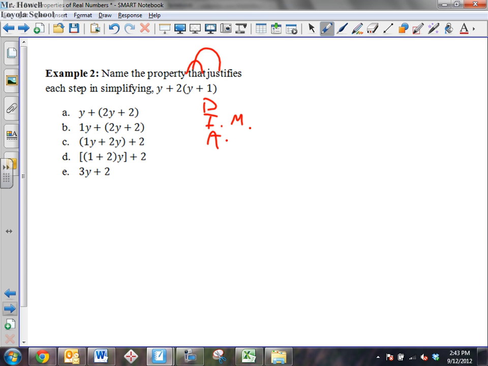Distributive. Yeah. It's like the undistributive, right? It's like taking the distributive law and working backwards. If you have a y in both of these terms, technically you can pull the y out front. And then the 1 plus 2 here gives you that 3, right? Now, what is the last step?